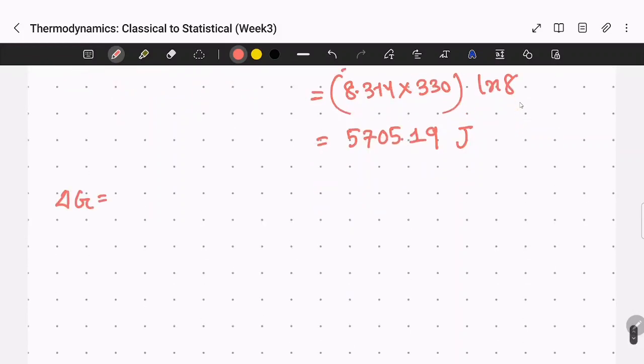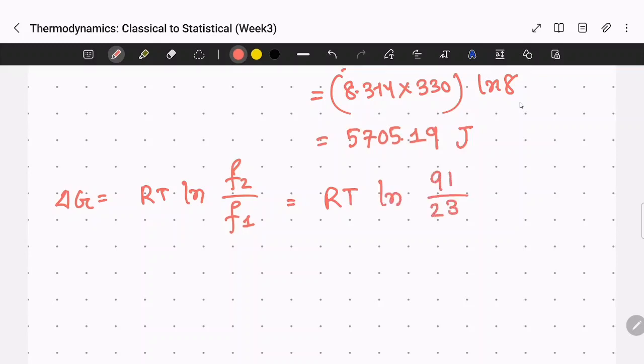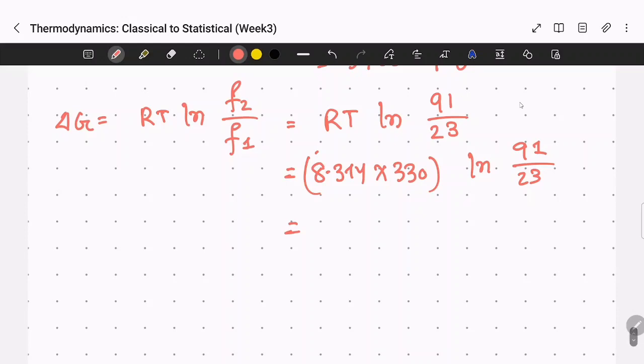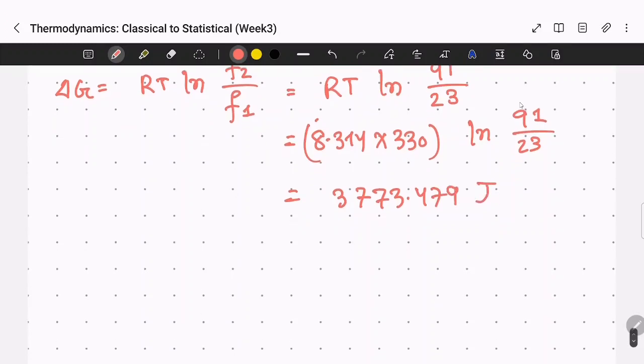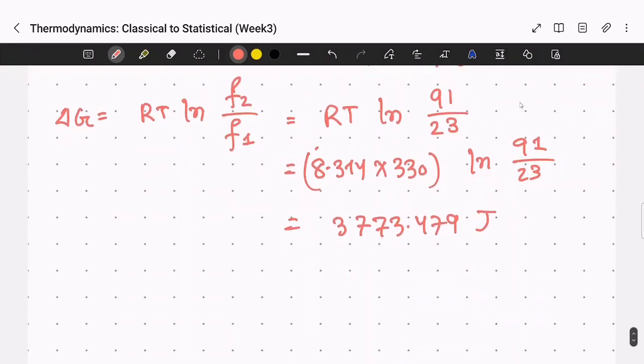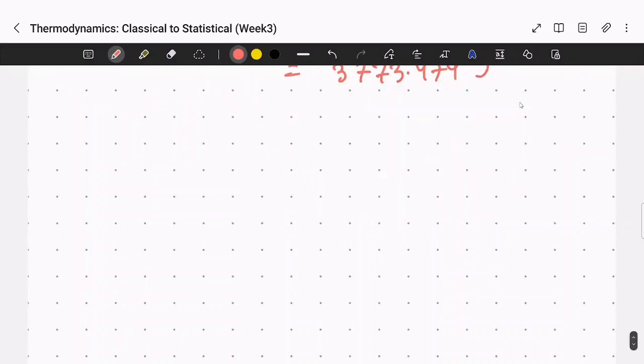Now for real gas, we know del G will be RT ln F2 by F1, the fugacity, and that is given to us. That is RT ln 91 by 23. So it will be 8.314 into 330 into ln 91 by 23. So if you calculate, it is 3773.479 joule. Okay, so we have calculated for both real gas and the ideal gas. So this was our question number 8.